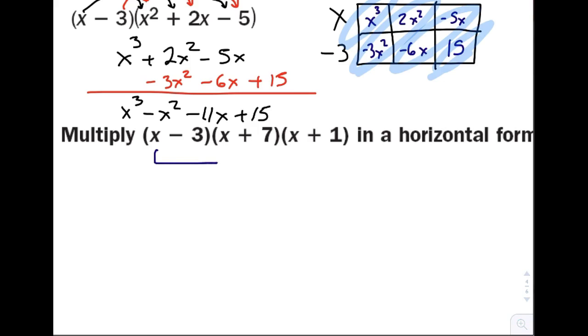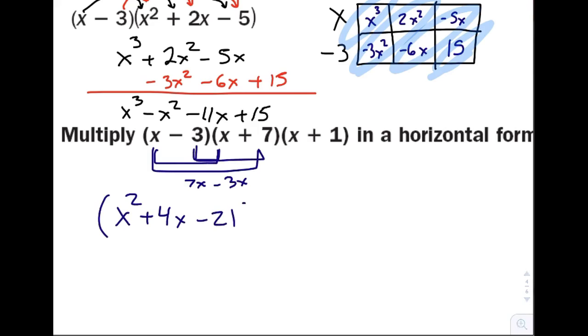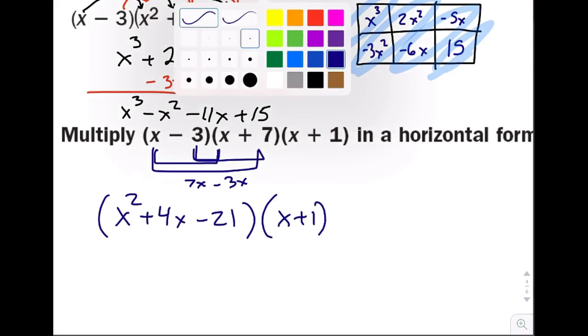I think that we FOIL this first, so it becomes x squared, and then outside would be 7x, and then inside negative 3x. So you have a 4x total, and then last would be negative 3 and positive 7 makes negative 21. So that's what happens when you multiply those first two terms, and then you're left with x plus 1, and you can multiply those. And then to take it from there, your box method or your massive distributive, you can do it that way if you want as well.